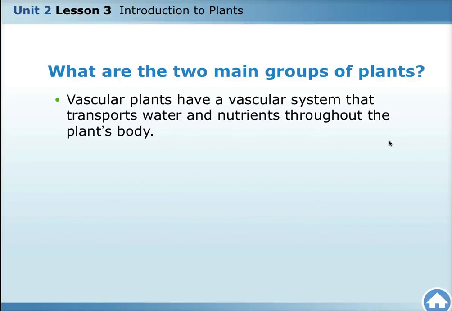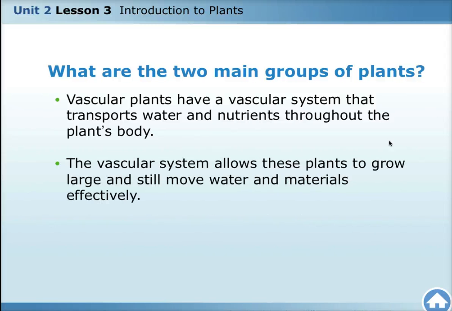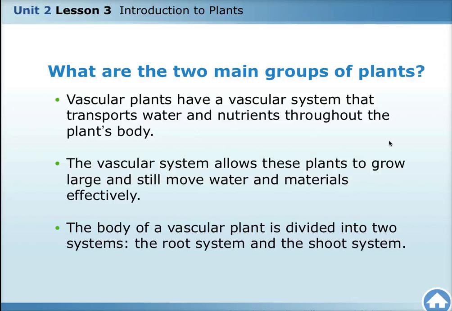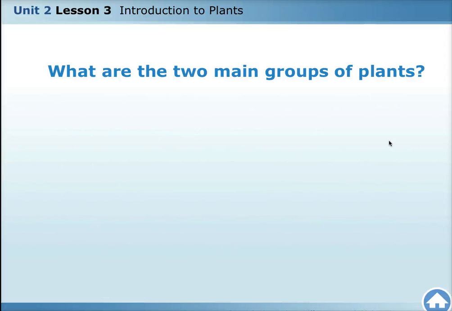Vascular plants have a vascular system that transports water and nutrients throughout the plant's body. The vascular system allows these plants to grow large and still move water and materials effectively. The body of a vascular plant is divided into two systems, the root system and the shoot system.